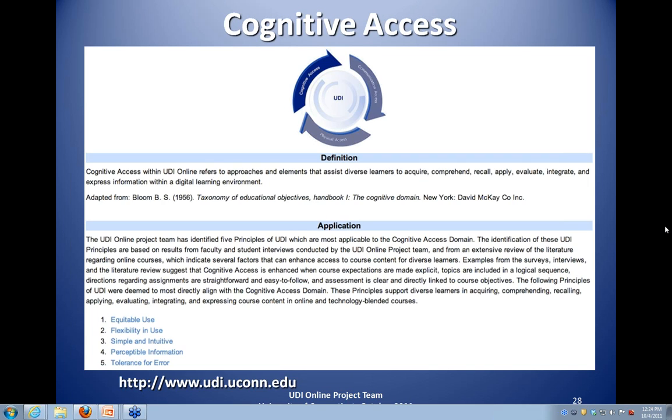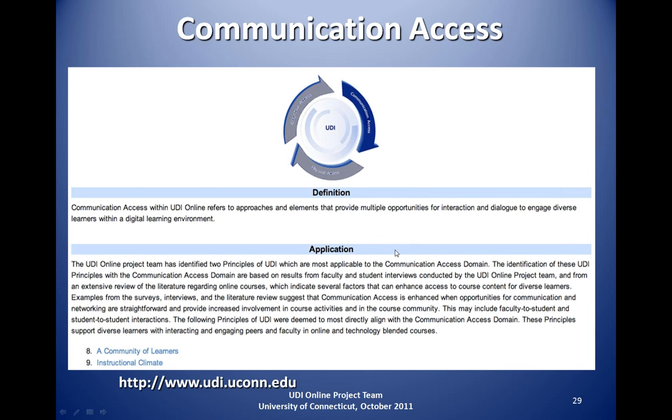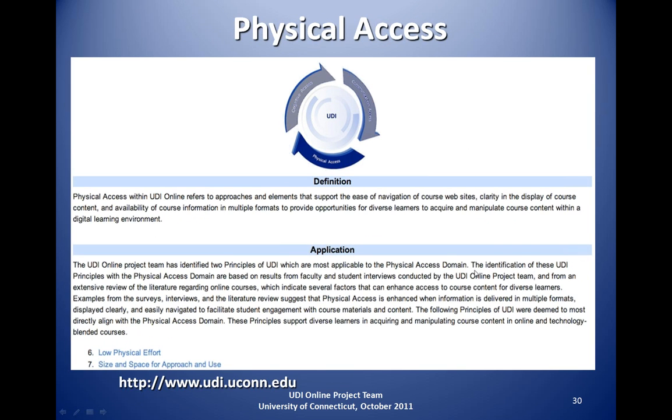Below that, you can see the 5 principles of universal design for instruction that relate to the area of cognitive access. And the next 2 screens I'll show you relate to communication access, and you'll see it's very similar with the definition and the application, and below the 2 domains that relate to that. And then finally physical access, again with the definition and application and link to the specific principles of universal design for instruction. And again, all of this can be found on our website, www.udi.uconn.edu.